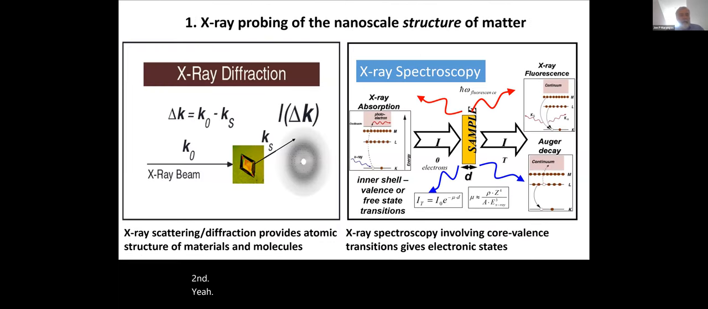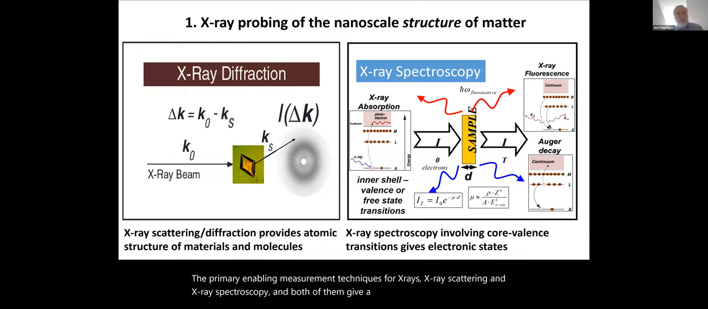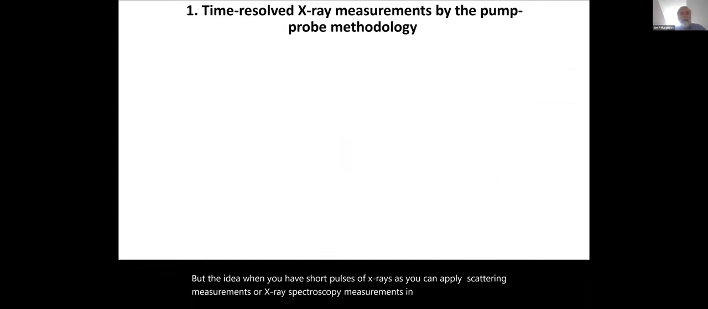The primary enabling measurement techniques for X-rays are X-ray scattering and X-ray spectroscopy. And both of them give a wealth of nanoscopic information about materials and structures and structural dynamics if one applies them with time resolution. So I'm not going to go into the details of how X-ray spectroscopy or X-ray diffraction and scattering work. You'll hear a little bit more about those as we progress. But the idea when you have short pulses of X-rays is you can apply X-ray scattering or X-ray spectroscopy measurements in a pump-probe methodology.